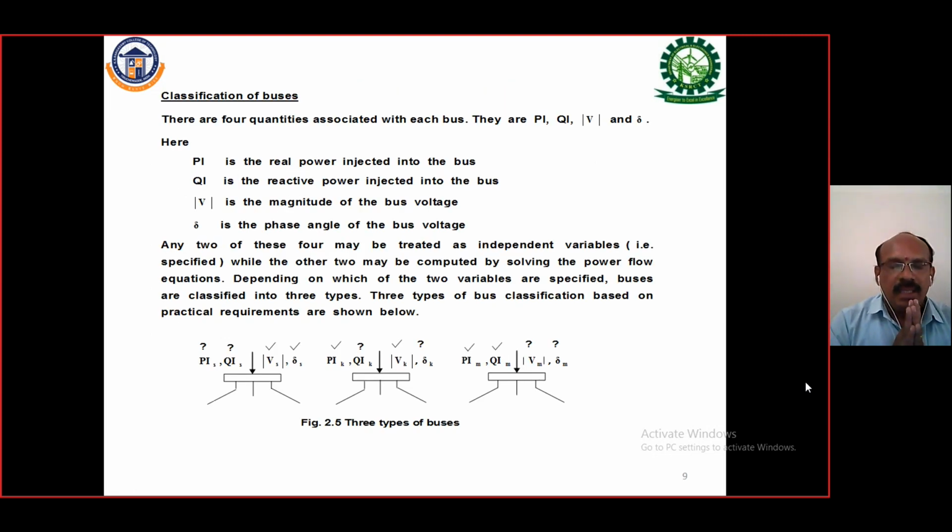Okay, next, classification of buses. We know the concept in load flow study. There are 4 quantities we should monitor each and every second: real power, reactive power, voltage, and voltage angle. In any bus, 2 of these 4 quantities are known or specified values. The other 2 quantities we are going to find out.